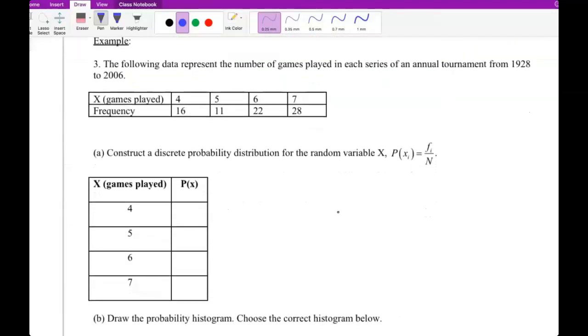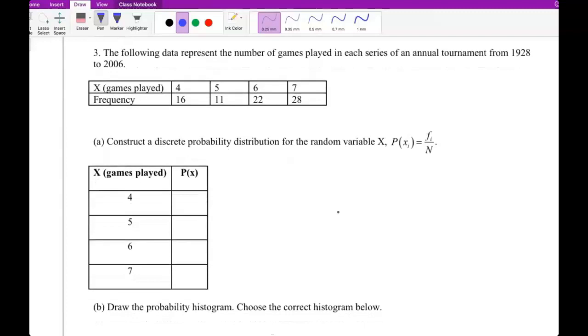Okay, let's work on an example. Example 3. The following data represent the number of games played in a series of an annual tournament from 1928 to 2006. On the first row we have X, and that is for games played, and here is frequency. How many times that 4 was repeated here. So that's why this is frequency.